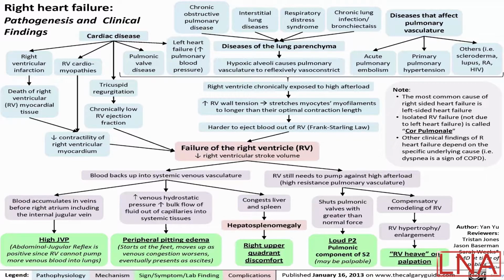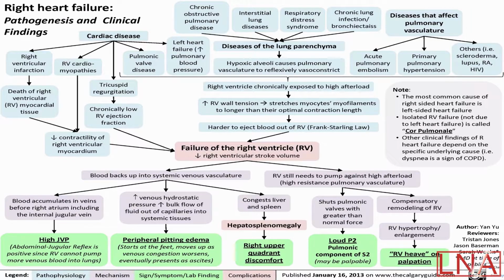Next, increasing venous hydrostatic pressure increases bulk flow of fluid out of capillaries into the systemic tissue, and it's the point of development of peripheral pitting edema. It starts at the feet usually, moves up as the venous congestion worsens, and eventually presents as ascites. It starts from the feet because of hydrostatic physics, the way a liquid flows from up to down. So firstly it starts on the lower extremities and goes up with aggravation.